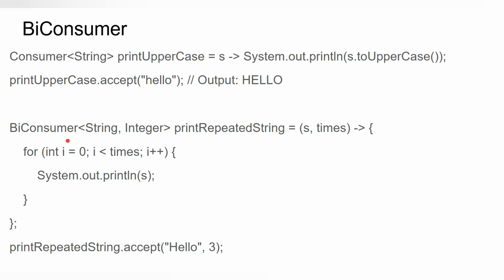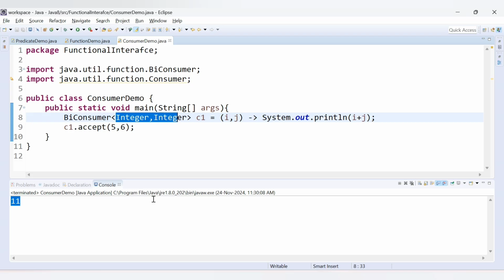Now see the example here for BiConsumer functional interface. As it is a BiConsumer, it will take two input arguments. The first one is of type String and the second is of type Integer. Here you could see we are calling the function accept and we are passing the first, a string which is hello, and then we are passing an integer 3. And here you could see the logic. It is printing the string this many times. Here we are passing 3, so it is printing it 3 times with this particular logic. Now let's see the demo for this particular example.